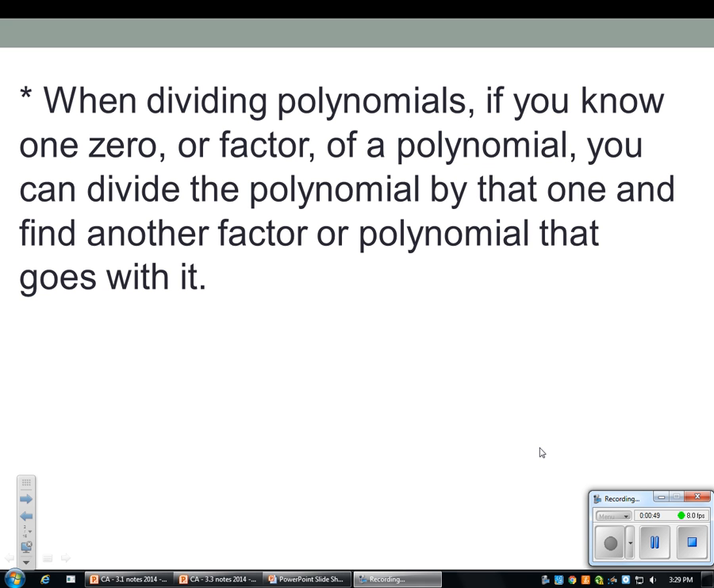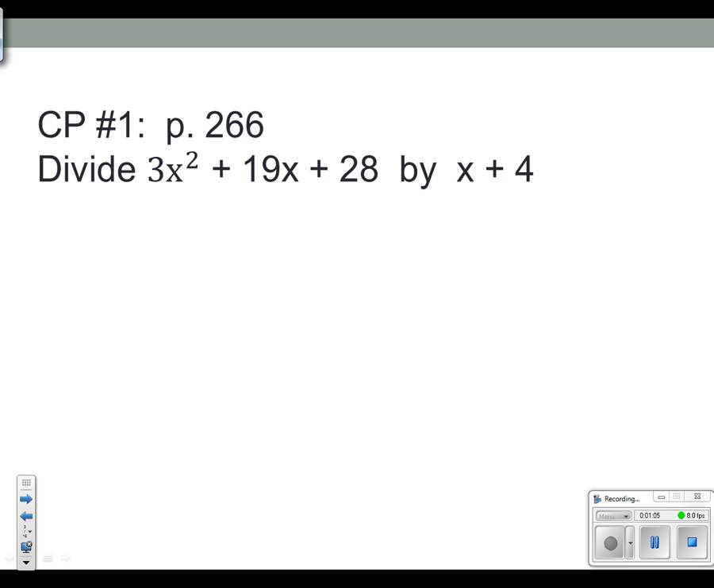Polynomials work the same way. So if you can find a factor and pull it out, you can shorten the polynomial or look at what's left of that polynomial. Maybe you can easily factor it like we've been doing with quadratics. So with larger polynomials, we try to find one zero or one factor, get it out of there, and then continue to work with it. Now you guys have worked with long division in polynomials before, so let's do a quick review of the process.